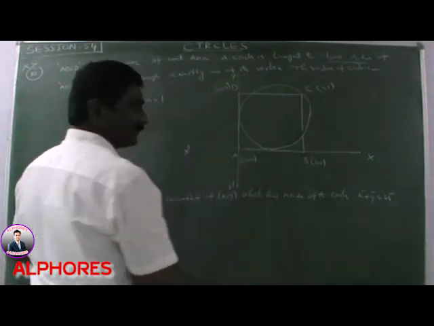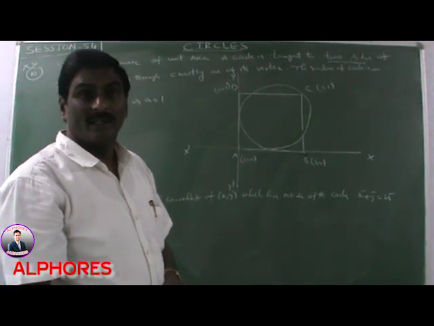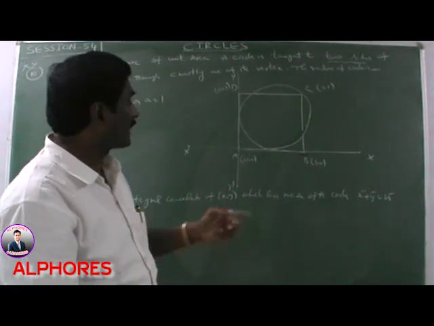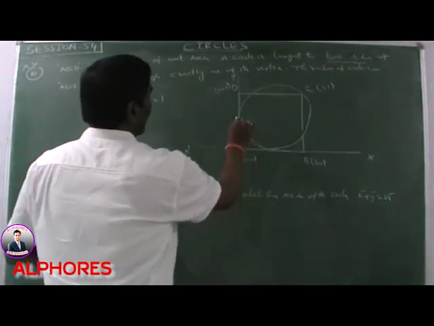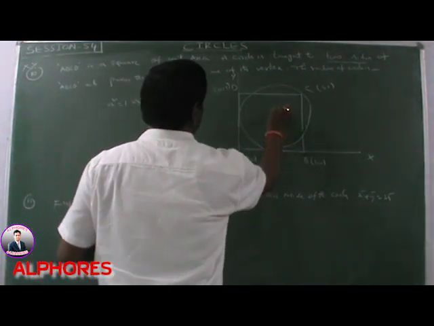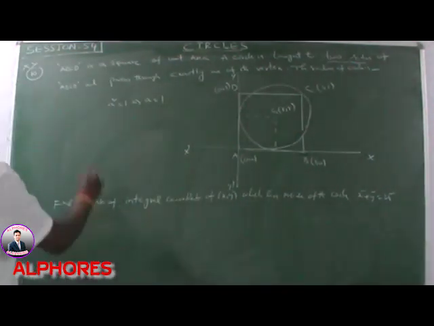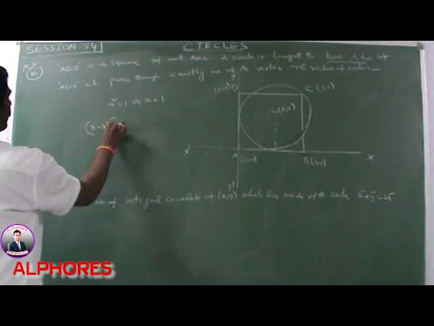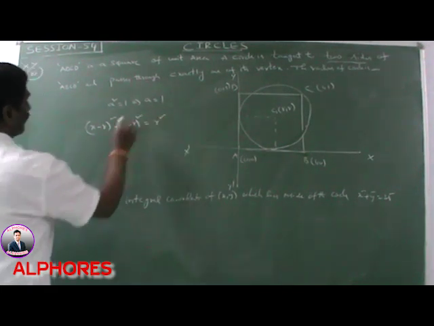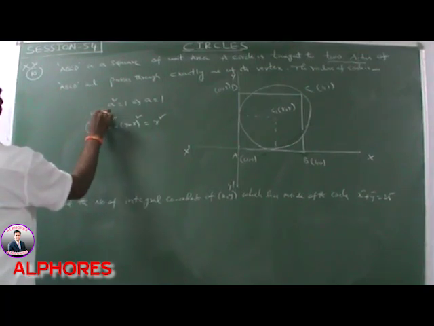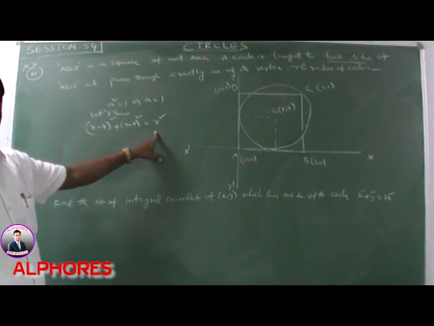Please observe this diagram. In this case, the circle touches both the coordinate axes. If the circle touches both the coordinate axes, then what is the center in the first quadrant? Let R be the radius. Then the center is (R, R). In this case, the center C1 is (R, R). The equation of the circle is (x minus R) whole square plus (y minus R) whole square is equal to R square. R is an unknown value. Let R be the radius of the circle.